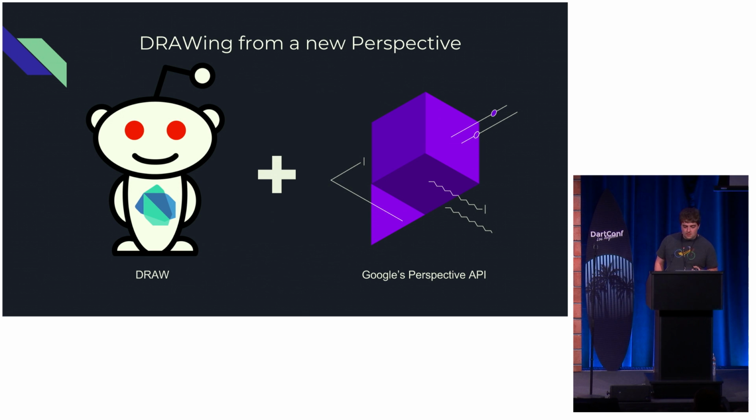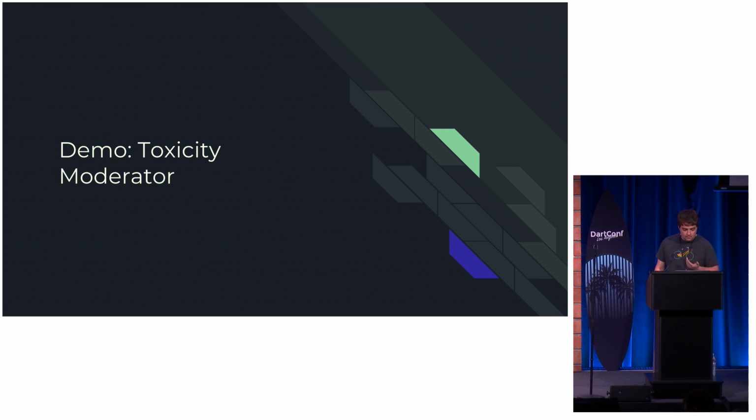So what I've done is, using my Reddit API DRAW, I've also combined it with another Google API called Perspective. For those of you who haven't heard of the Perspective API, basically you can take a comment, send it to this API, and it will rate it on various criteria. So how toxic a comment is, if it's coherent or not, how inflammatory it is, if it's an attack on the author, or if it's an attack on the commenter. So without further ado, I have a quick demo of how this works.